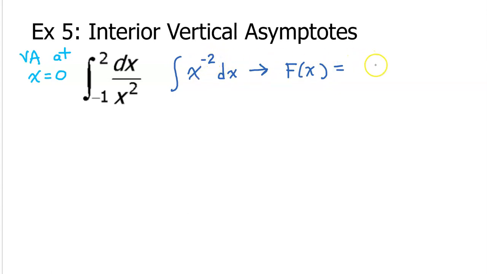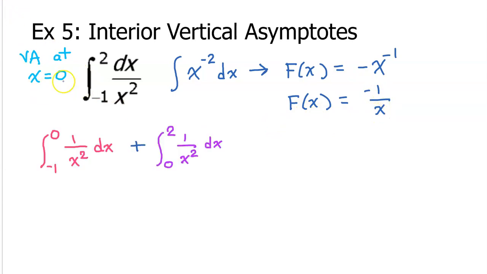Adding 1 to this exponent gives us x to the -1 power. Then we divide by the new exponent, which gives us a negative in the front. Another form of this antiderivative would be -1 over x. When you have a vertical asymptote that is between the limits of integration, you have to split the integral at the asymptote. So we have one integral from -1 to 0, and then another integral from 0 to 2.